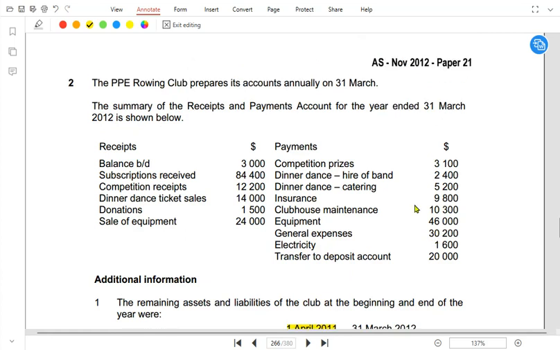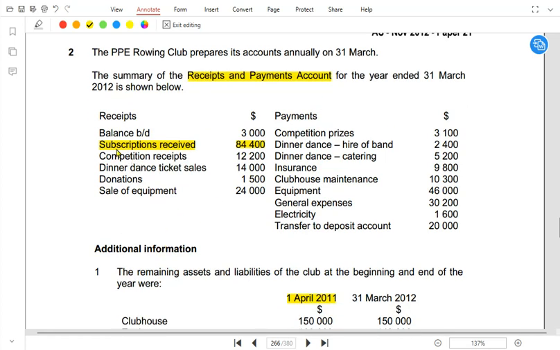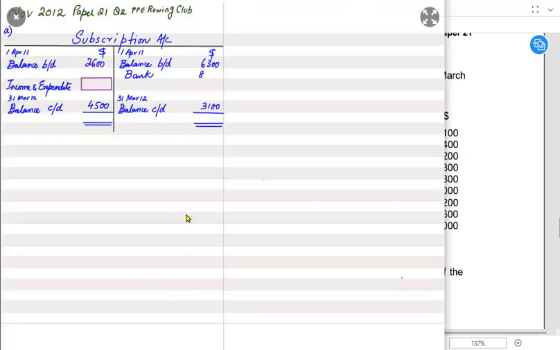Now, are there any irrecoverable? First of all, see how much we have received from members this year. Subscription received. Beta, we have learned previously that the cash book is known as receipt and payment account here. Okay, so on the debit side, we have subscription received. How much? 84,400.